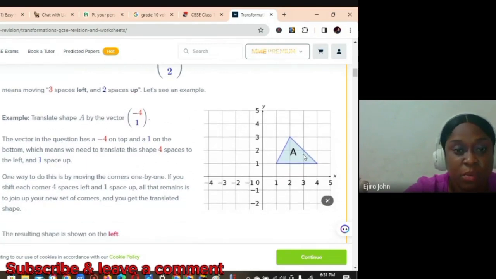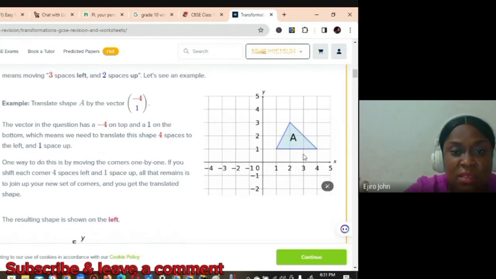Okay, now let's look at this example. It says translate a shape A by the vector -4 and 1. That means the shape is on a certain position on this graph, but they want you to move that shape by -4 on the x-axis and 1 on the y-axis. The vector has a -4 on top and a 1 on the bottom, which means we need to translate this shape 4 spaces to the left and 1 space upward.